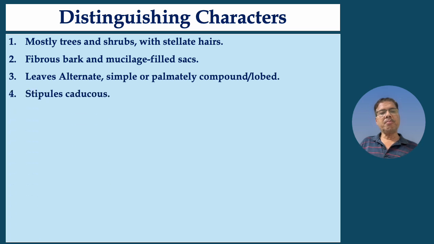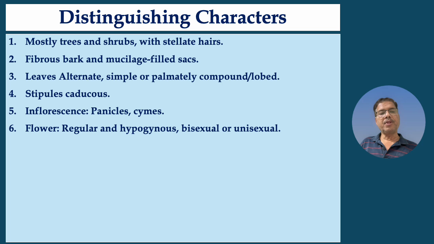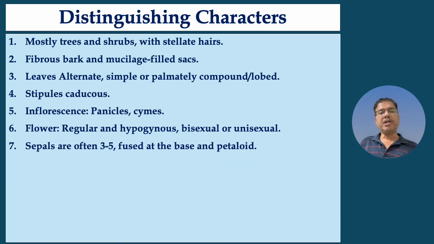The inflorescence may be panicles or cymes. The flowers are regular, hypogynous, and can be bisexual or unisexual. The sepals are often 3 to 5 and are usually fused at the base and are petaloid. The petals are typically five and free but can sometimes be absent, often twisted in bud condition.